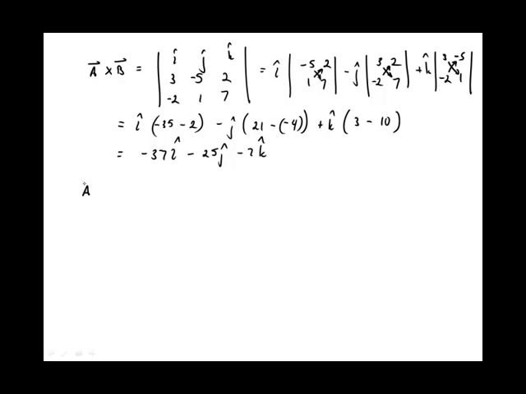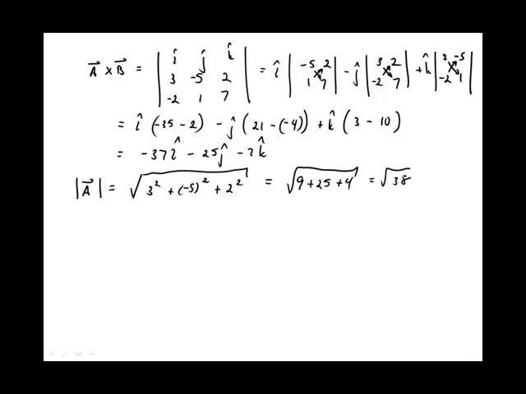Well, let's find the magnitude of A. That's going to equal the square root of 3 squared plus negative 5, quantity squared, plus 2 squared. And that's going to equal the square root of 9 plus 25 plus 4, which is the square root of 38. And the magnitude of B is the square root of negative 2 squared plus 1 squared plus 7 squared. And that's going to be the square root of 4 plus 1 plus 49, which is the square root of 54.